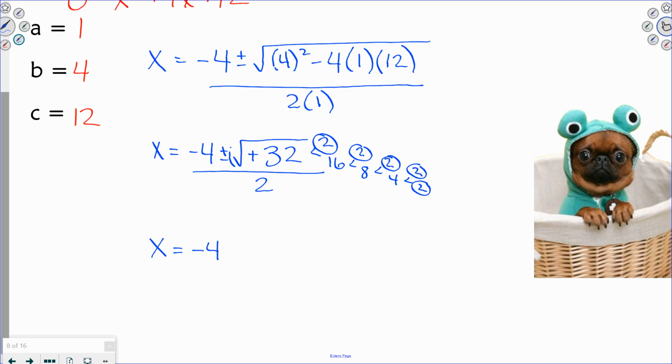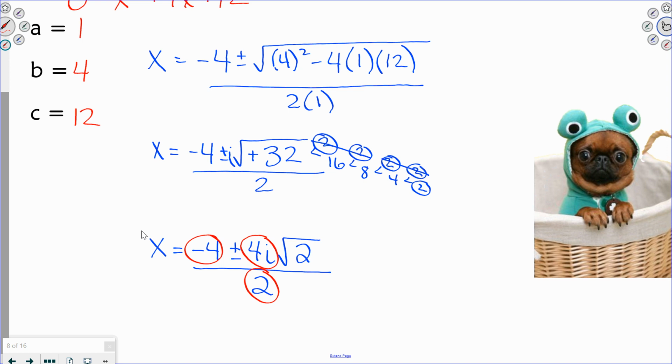So x equals negative 4 plus or minus a pair of 2's, which makes 4i, and I have a leftover 2, all over 2. Can you divide all 3 numbers? When I say all 3, these are the ones I'm talking about.